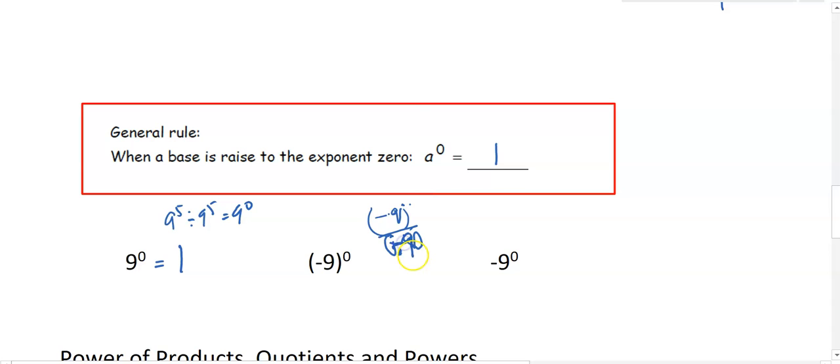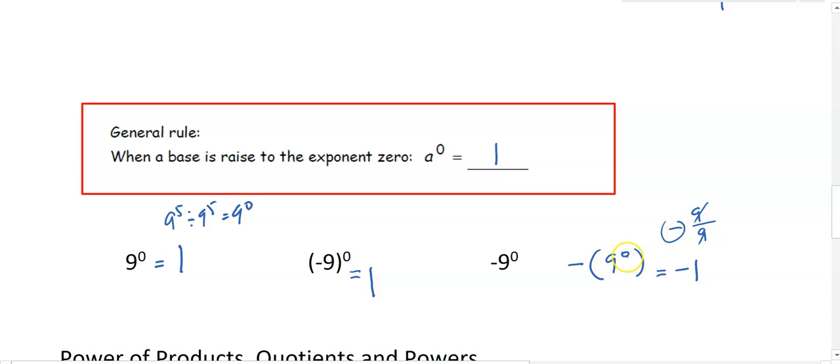Sorry, my pen is really being touchy here. The negatives would become positive. So, if the negative's in the brackets, this is still positive 1, right? Because all of the negative 9's cancel to be left with a positive. But if the negative is not inside the brackets, then it looks like this, right? All of the 9's canceled, but there was this negative out front, so it remains negative 1. You do 9 to the power of 0 first, and then make negative.